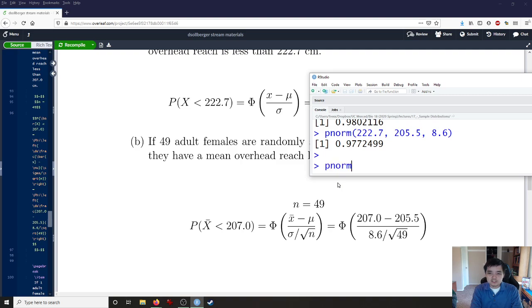So now the adjustment that's made in RStudio is that square root of n. So you'll notice compared to the previous example, we have this adjustment here.